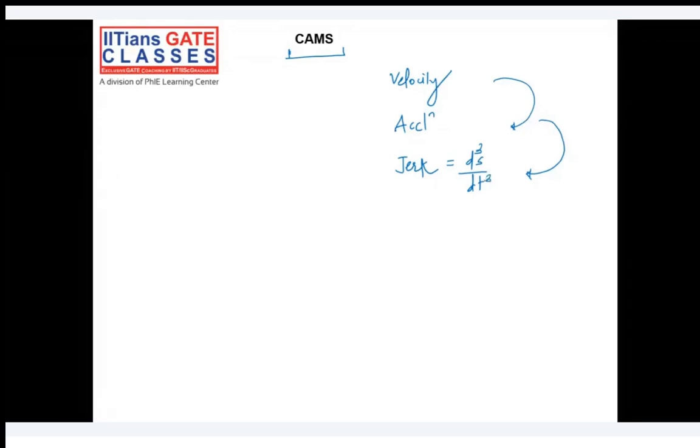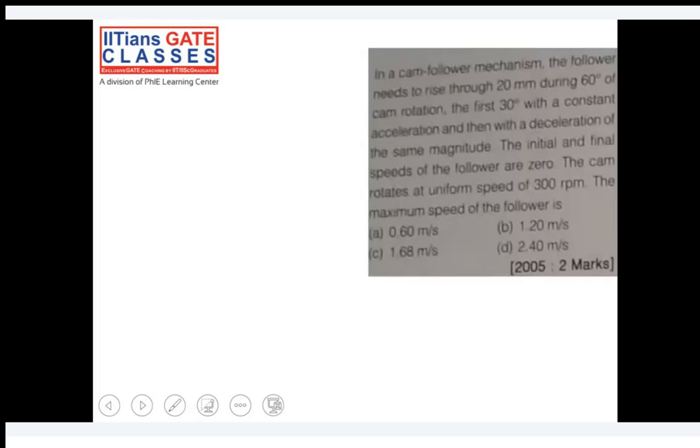The rest of the things were a bit theoretical, like different types of cams and followers. So let's go through some previous year questions and try to understand how we can solve them. Write down the first question, or you can just go through it and try to solve it. No need to write, because you will have all these recordings with you, and I'll be uploading all these PPTs as well.